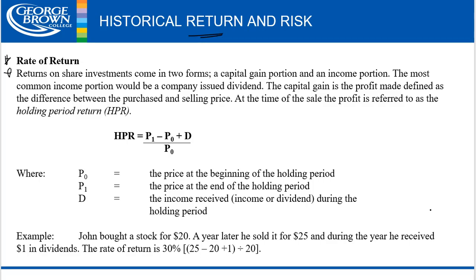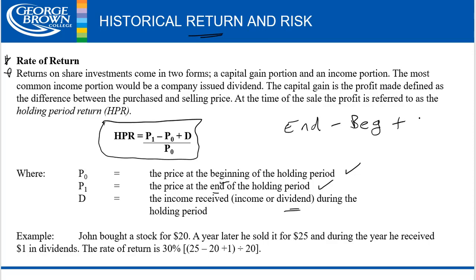That would be 12 minus 10 divided by 10. Ending price minus beginning price divided by beginning price. That's how we calculate the return on anything. At the time of the sale, the profit was referred to as the holding period return. So here we have the holding period return, and you can see it's P1 minus P0, plus D, over P0. What is P0? That's the price at the beginning of the holding period. P1 is the price at the end of the holding period. And D is the income received, or dividend, during the holding period. I just like to remind you that it's ending minus beginning plus the dividend divided by the beginning price. That's how we calculate the holding period return.